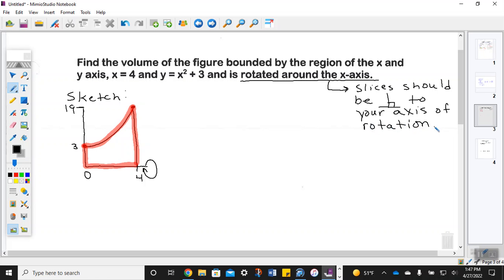Okay. In fact, I was going to try and find a picture in my book, see if they had this. They might. Actually, let me Google one up. Maybe I can see solid of revolution for x squared plus 3.